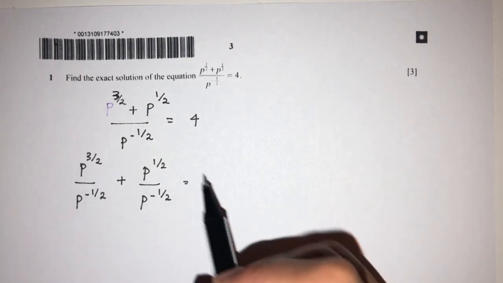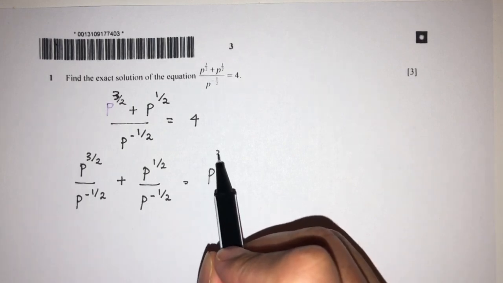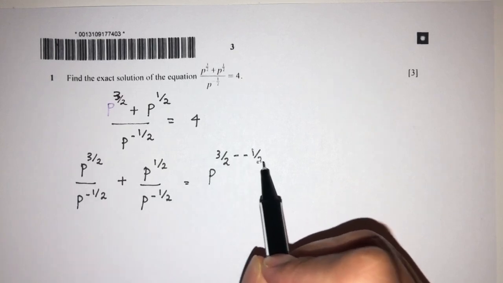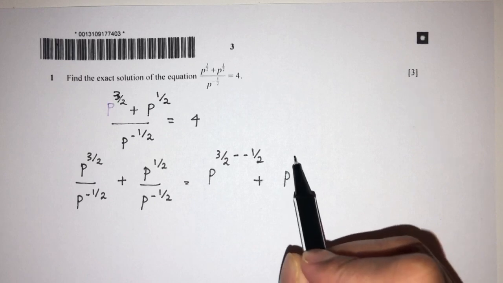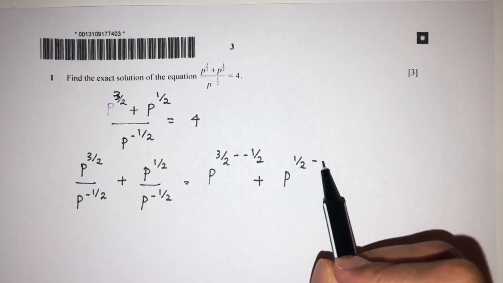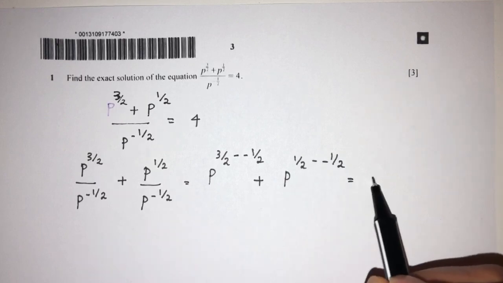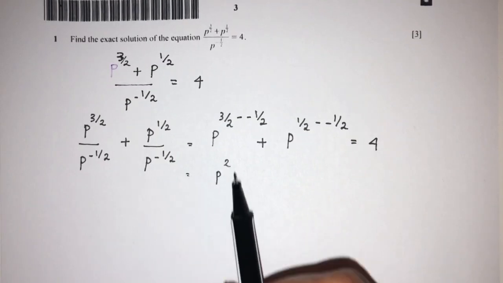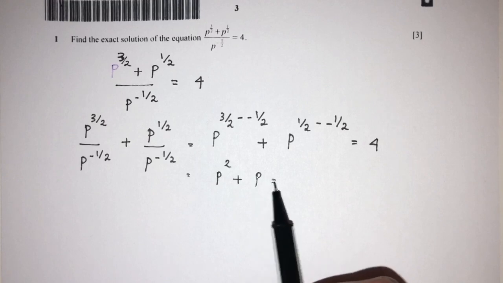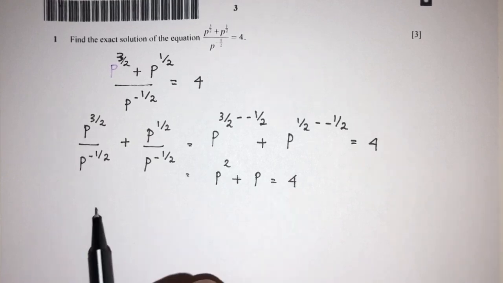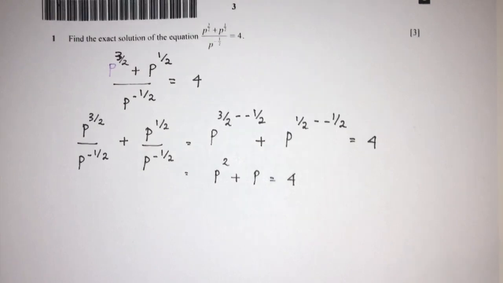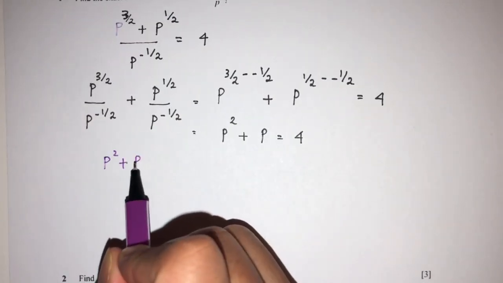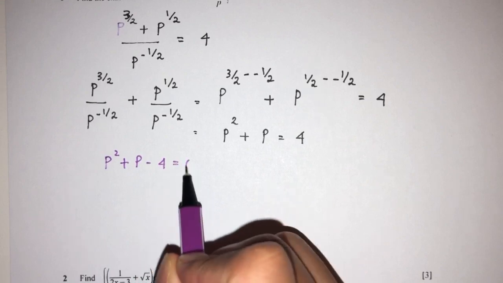By the laws of indices, we can combine them together. That will be 3 over 2, divided becomes minus, here we have minus half. Here we have plus, and same thing, divide becomes minus, here we have minus half, and equal to the value of 4. Now simplify, that will be P squared plus P, that will be 4. Let's send 4 to the other side, and this will give you a quadratic equation. So P squared plus P minus 4 has to be 0.